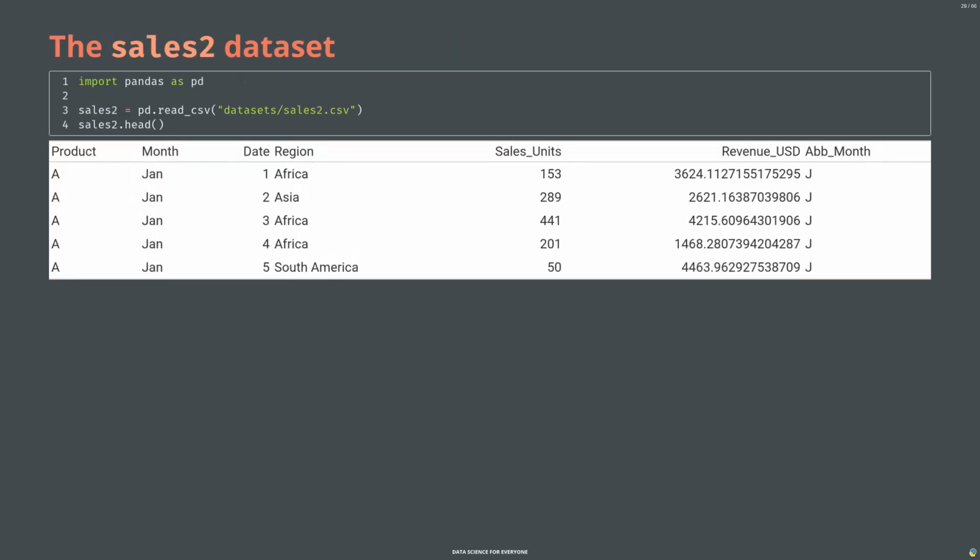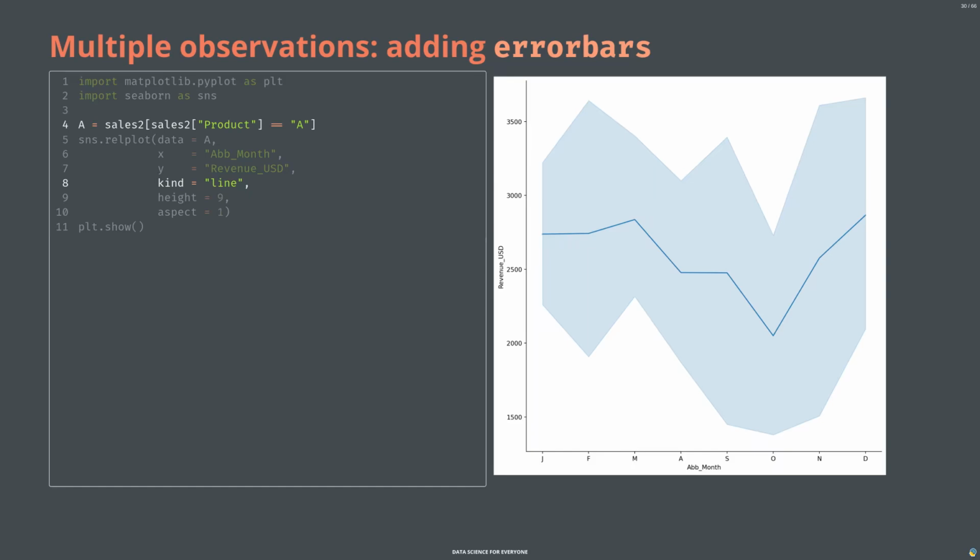When a line plot includes multiple observations for each x value, Seaborn automatically aggregates them into a single summary measure. To demonstrate, let's bring in the sales 2 dataset that has multiple observations per product per month. Let's use Boolean subsetting to filter out product A sales data and store it in a variable called A. As I earlier pointed out, when a line plot includes multiple observations for each value of x, Seaborn will automatically aggregate them into a single summary measure. By default, it shows the mean.